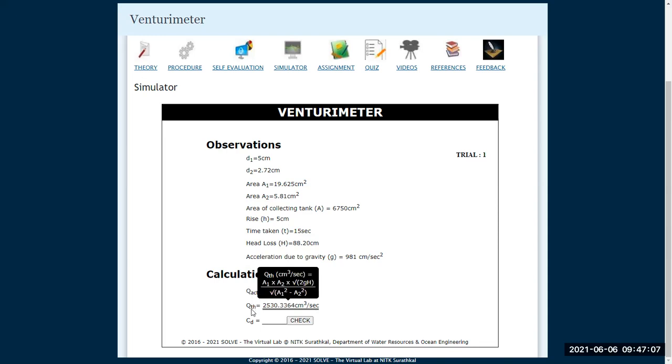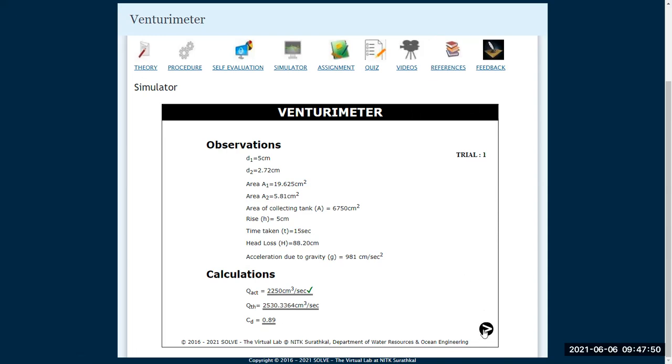So once you get this actual and theoretical discharge, CD, that is coefficient of discharge, is the ratio of actual to the theoretical discharge. Actual discharge is how much? It is 2250 divided by theoretical discharge, 2530.3364. Okay, so the answer is 0.88. Let us take this answer. It will show 0.889, so it will be rounded off to 0.89. So the CD value for the first trial is 0.89.